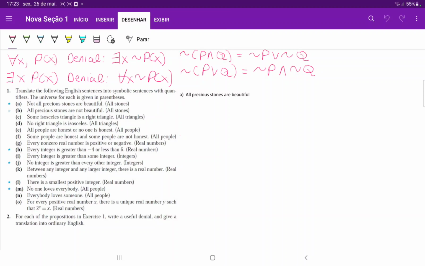Okay, so let's do B now. So B, we have all precious stones are not beautiful. So we're dealing with a universal, right? So to deny a universal, we are going to have an existential. So we're saying there exists a precious stone that is beautiful, right? So we're saying there exists an x such that not p of x, or p of x was not beautiful.